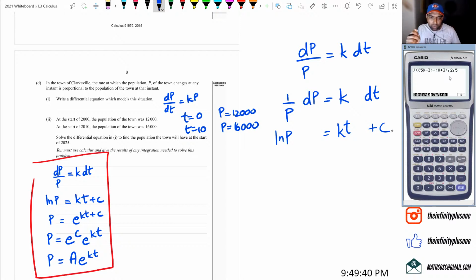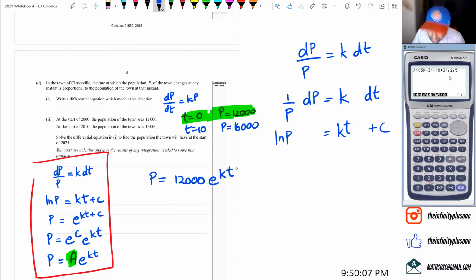Now, to come back to what the A is, as Pick said, it's actually e to the power of c, but it's also the starting value. So in this case, A is whatever p is when t is equal to 0, and that's what A actually becomes. So in other words, we're going to rewrite this equation as p is equal to 12,000 e^(kt).